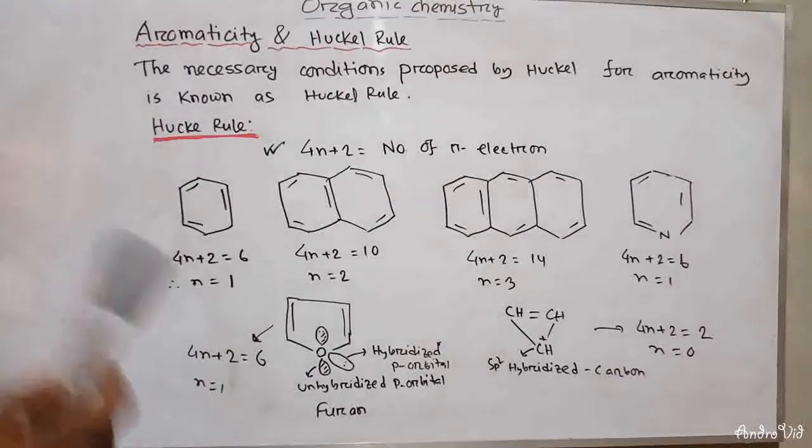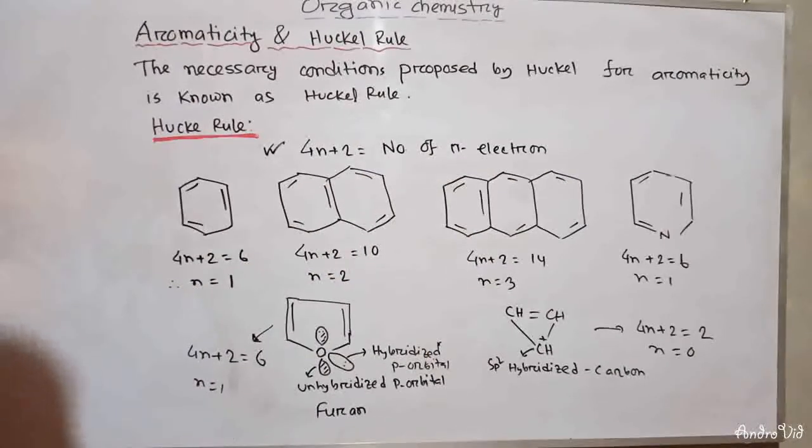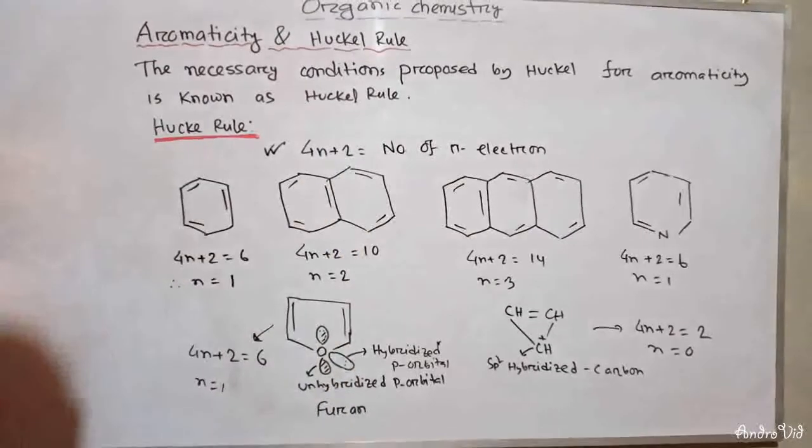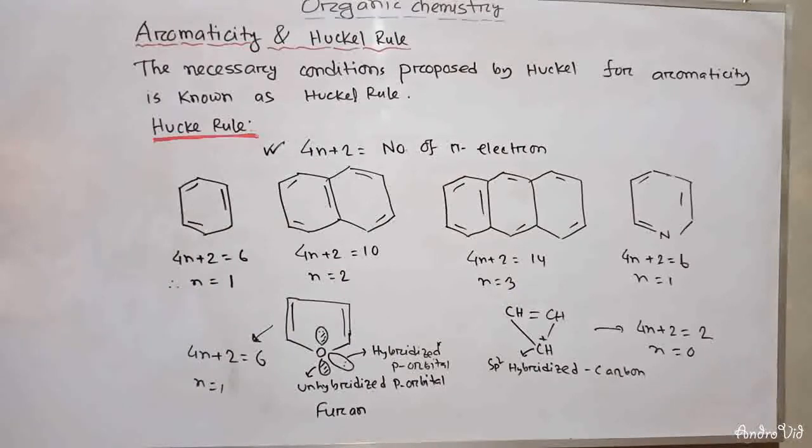You can use a formula. This is a very important formula: 4n plus 2 is equal to the number of pi electrons. By using this equation, you will get the value of n equal to 0, 1, 2, 3. If you get the value of n as a positive integer, either 0, 1, 2 or 3, something like this, then you will be sure that this structure is aromatic.